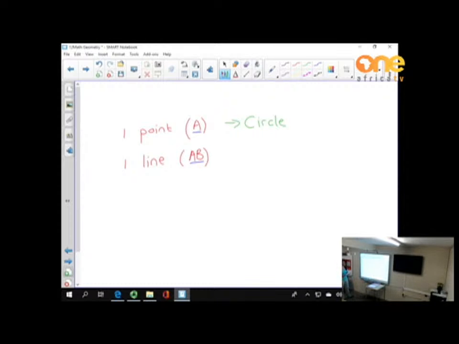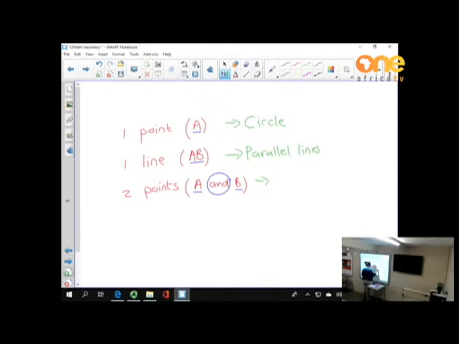They will, for example, say, draw the locus of the line AB. Then you will need to draw parallel lines. The next one, where we have 2 points, the question will state A and B. So you will have 2 capital letters with an "and" in between in your question. Draw the locus of points A and B.